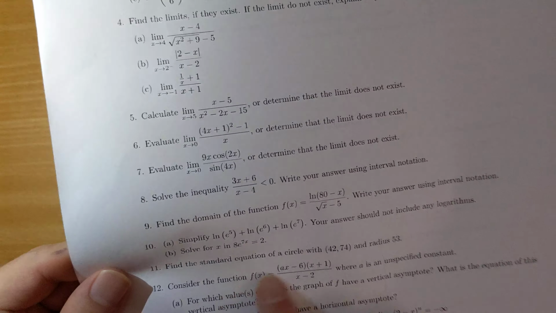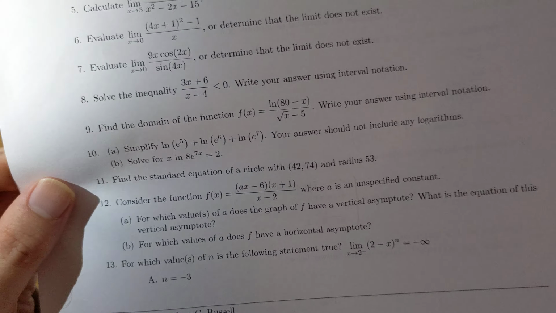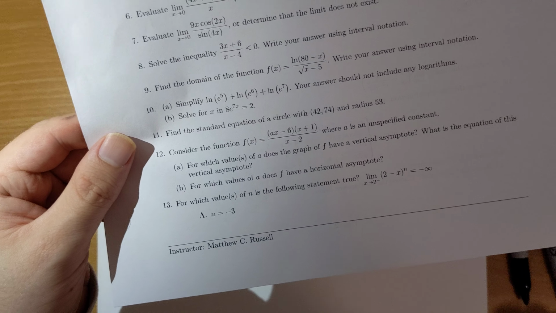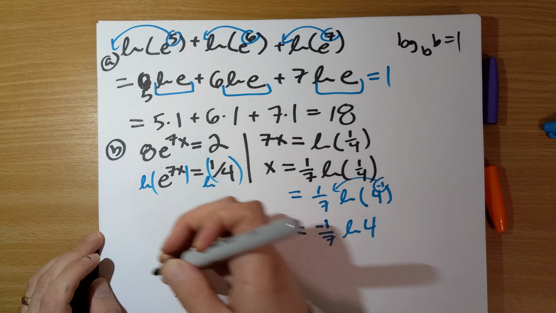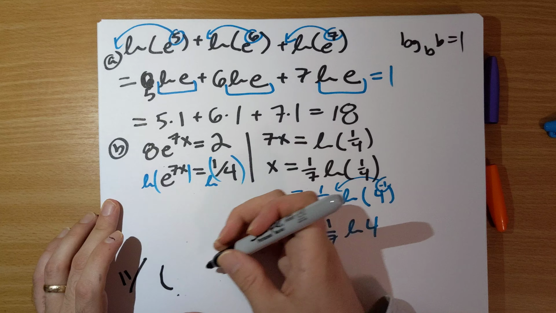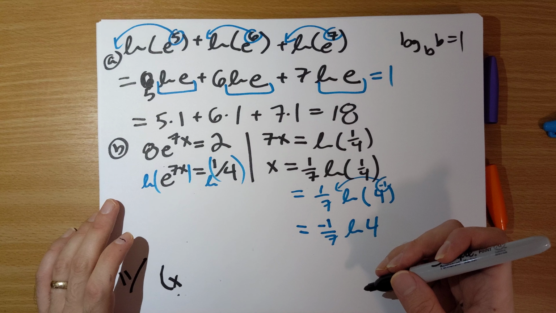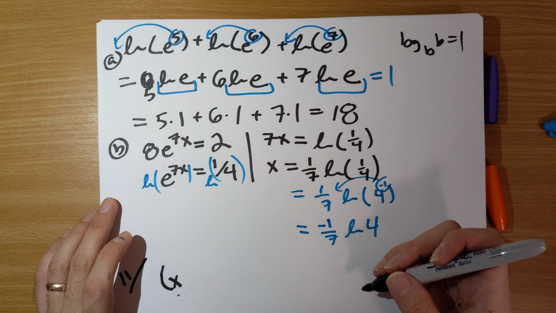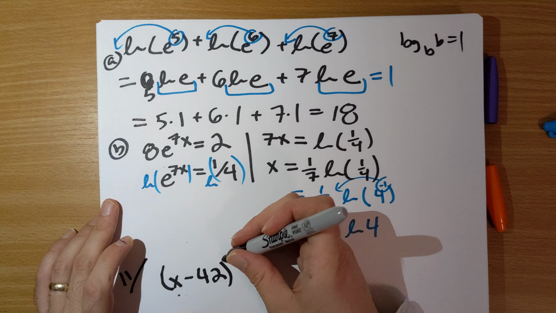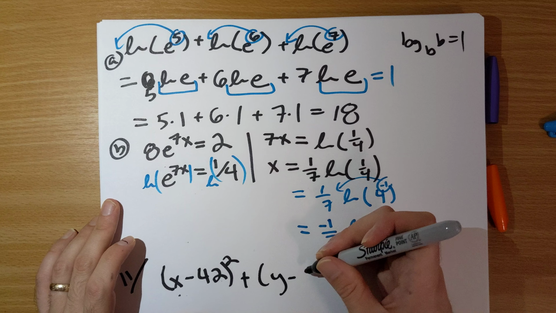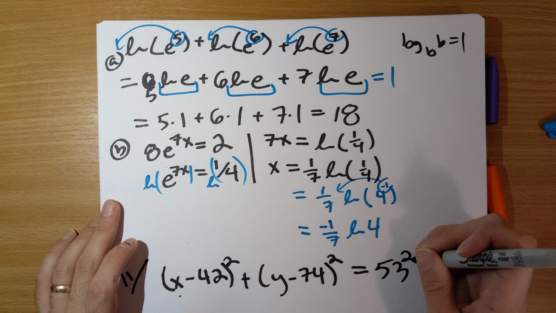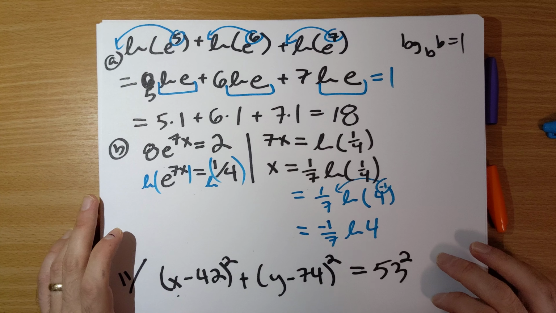One last problem here. Find the standard equation of a circle with, that should say center 42, 74, and radius 53. So the formula for the equation of a circle is just x minus the first component, the x component, squared, plus y minus the y component of the center, squared, is equal to the radius squared. And there's no reason to simplify past this.